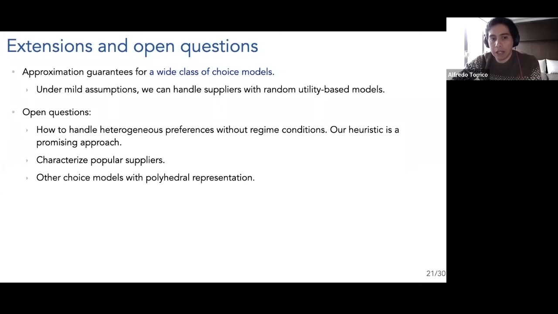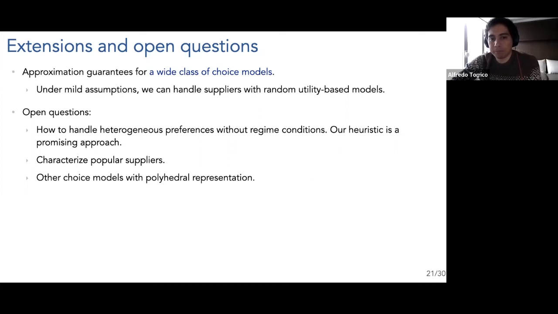The main one that I want to highlight today is that handling heterogeneous preferences is much harder, meaning that you have consumers with different choice models, but you don't want to divide the regimes between hard and easy. So you want to combine consumers that prefer to stay rather than leave, and others that prefer to leave rather than stay. One possible option for that is our heuristic, but in our work we were unable to provide a guarantee for this heuristic.